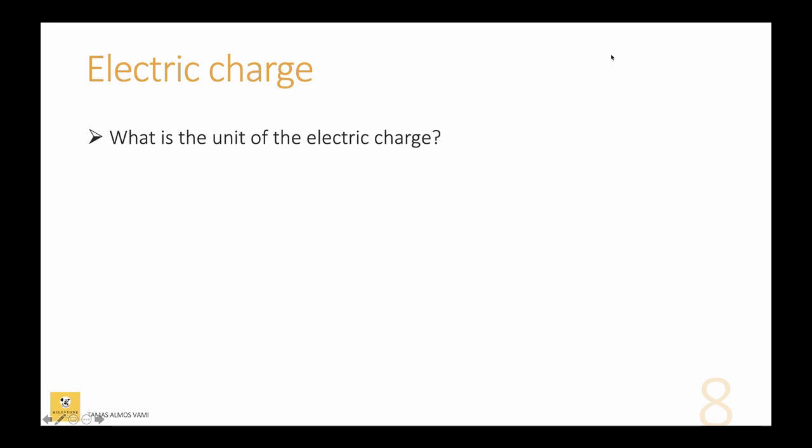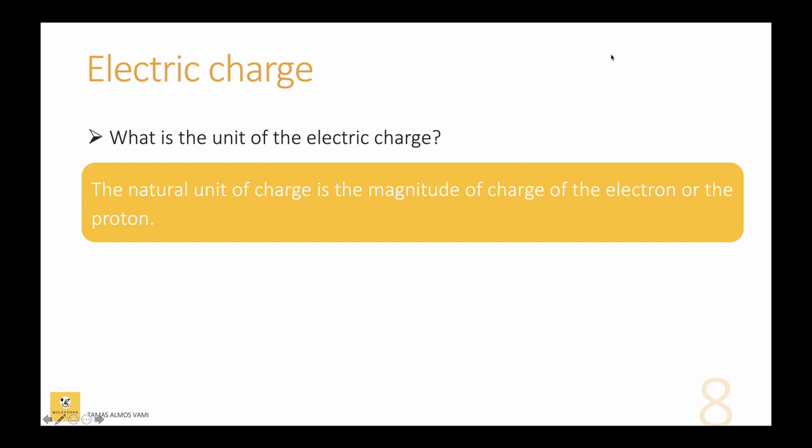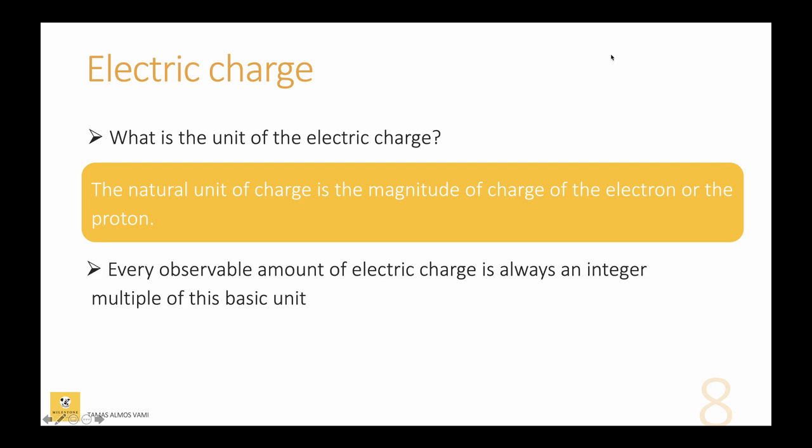Okay, so what is now the unit of the electric charge? When we speak about natural units of charge, we say that it is the magnitude of the charge of the electron or the proton. These have the same magnitude, right? One of them is positive, the other is negative, but the magnitude itself is the same. And that's what we call the natural unit of charge.